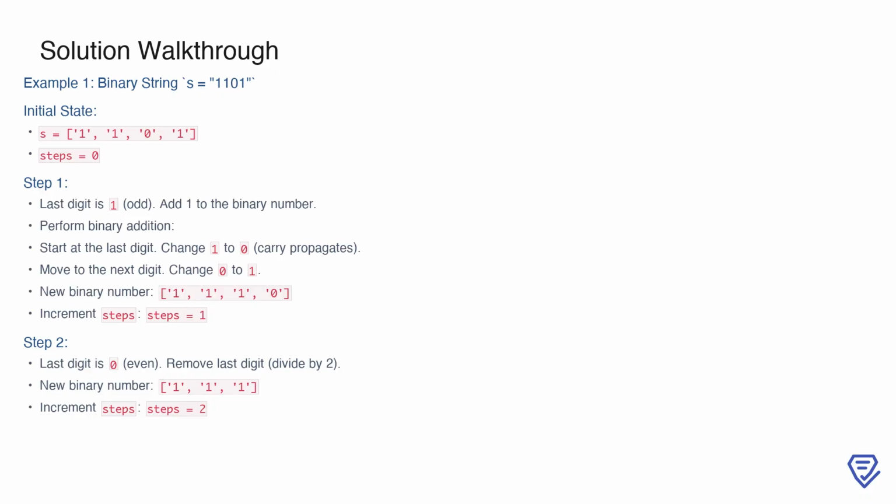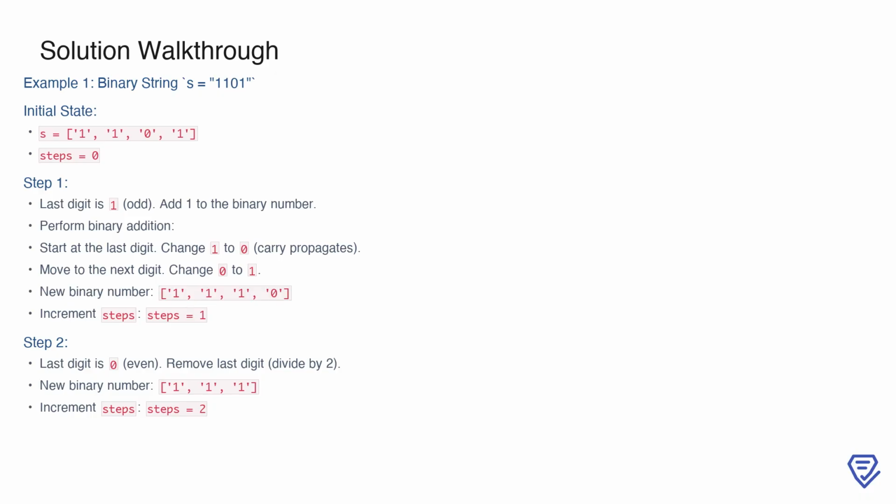counter to 0. Now, in the first step, the last digit is 1, which is odd. When the binary number is odd, we add 1 to it. To perform this binary addition, we start from the last digit, change 1 to 0, and the carry propagates. Moving to the next digit, we change 0 to 1. After the addition, the binary number becomes 1, 1, 1, 0. We increment the step counter, so steps is now 1.